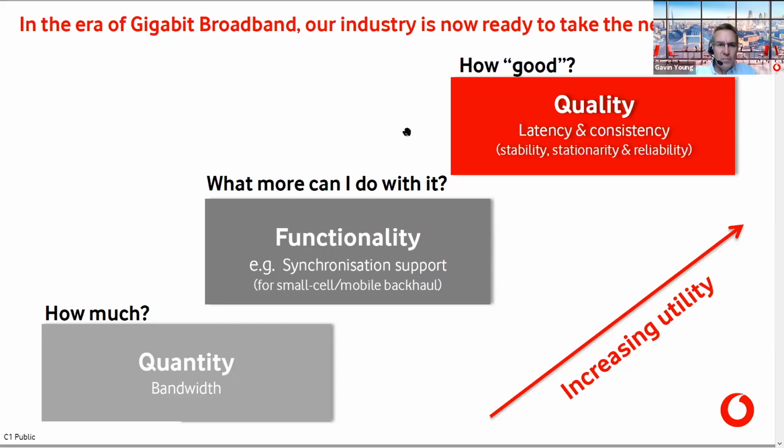So when you look at broadband, the initial focus is quantity of bandwidth, how much. But there's also the kind of capability of that bandwidth, and by that I mean, what can you do with that broadband connection? So we've done a lot of work around functionality, supporting synchronization techniques for things like small cell and mobile backhaul, and that's standard in a lot of vendor equipment now. So that increases the utility of broadband connections.